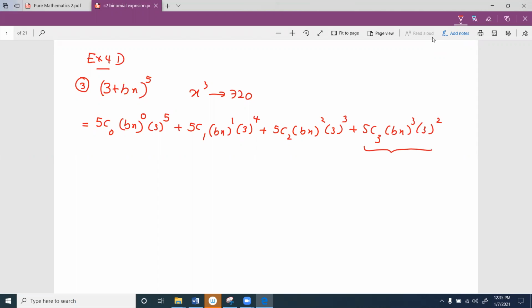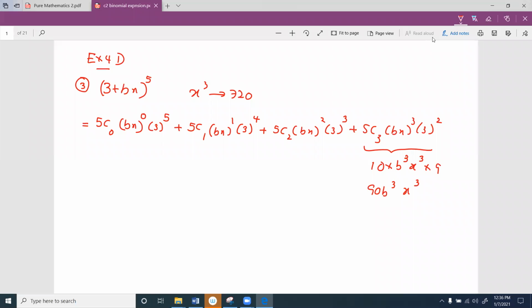5C3, take your calculator and make sure this answer is the 5C3 value, right? If you come across 5C3, the answer is 10. Another point you have to understand is that when you cube this, you have to cube everything. That is b cube x cube. And 3 squared is 9. So it turns out to 90 b cube x cube.